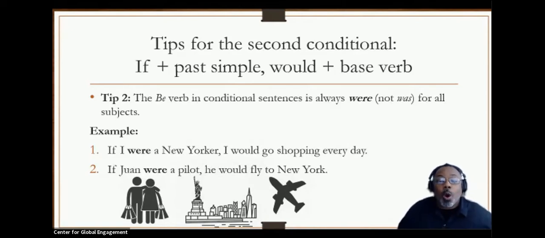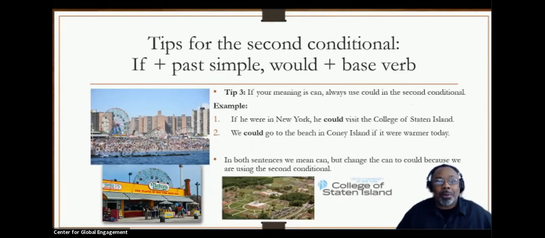If Juan were a pilot, he would fly to New York. Okay? Always use "were" when using the second conditional. And it doesn't matter if it's he, she, and all that good stuff. All it matters is remember: be verb and "were."